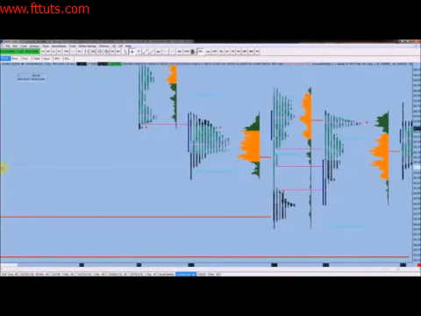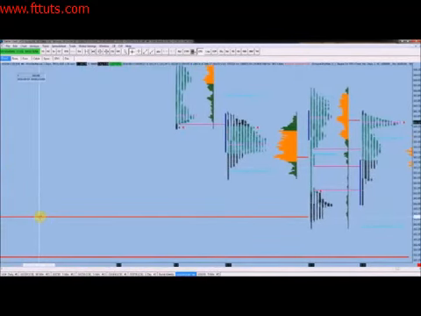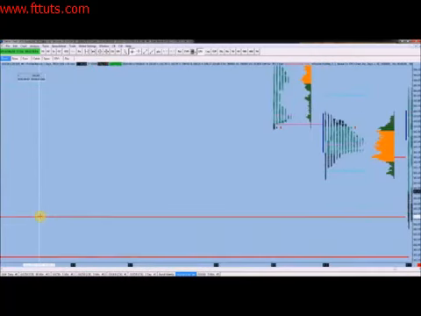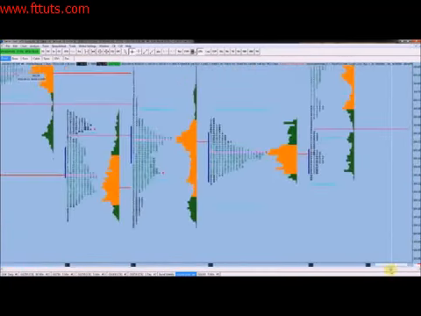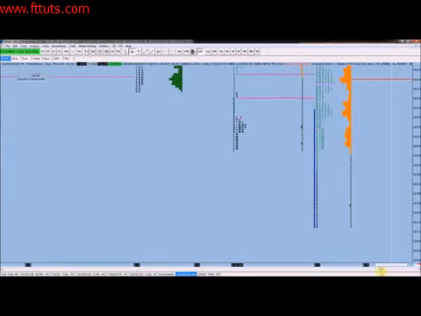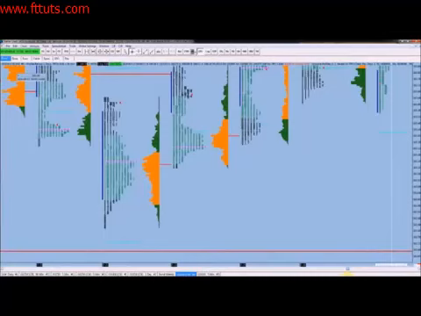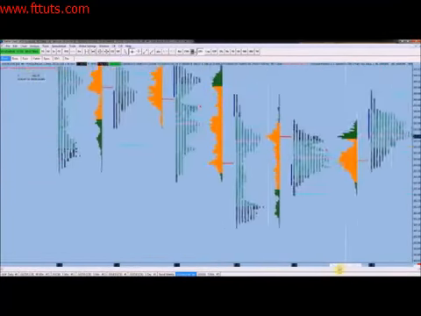Okay, here's one. So this day here, we've had a naked VPOC for quite some time. Scrolling back, and we can't even find where it comes from. 162.66. So 162.66 was still there.